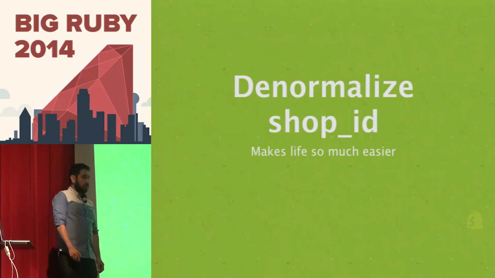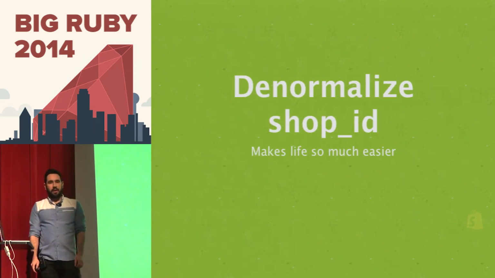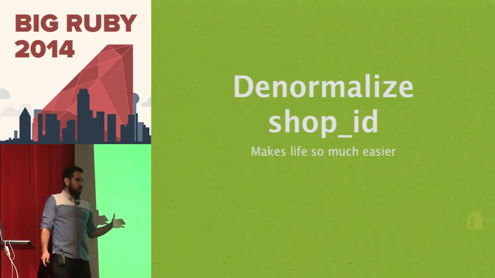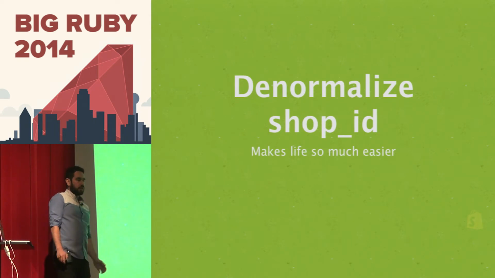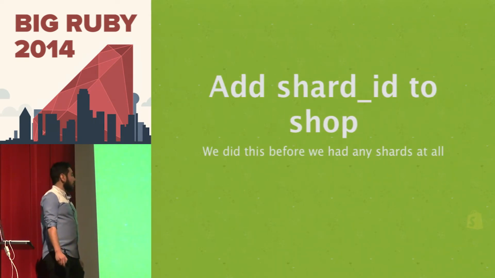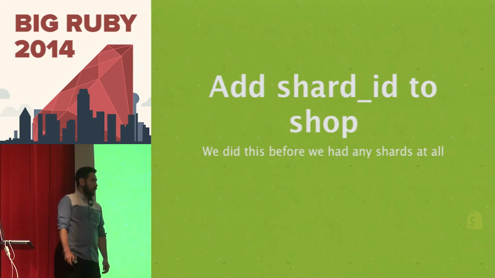Second, we just made sure that we normalize the shop ID everywhere. Even if you were 5 associations removed from shop, you get a shop ID. That's really, really handy when you actually need to move things across shards. Then we added shard ID to a shop. Even if we just have one database, just go ahead and do it.